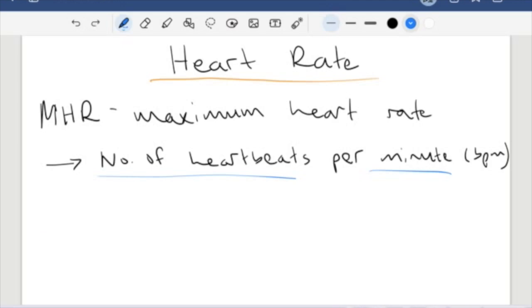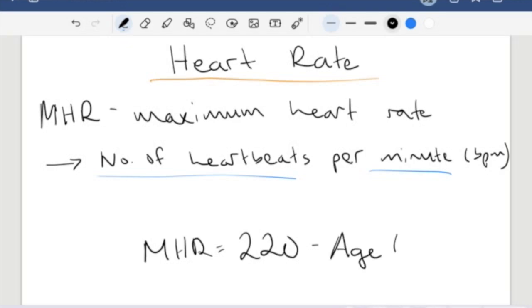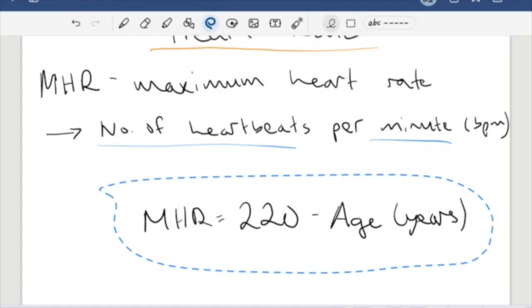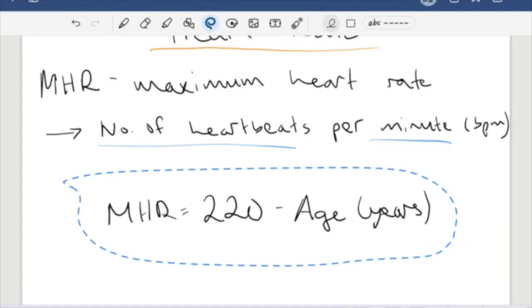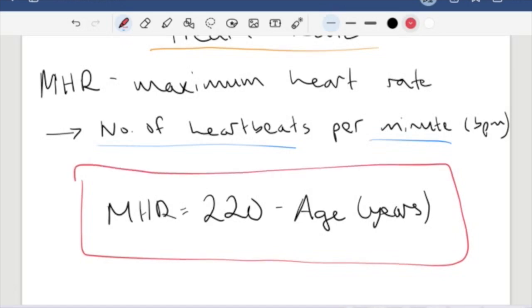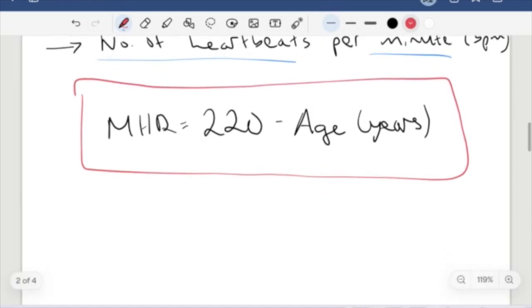Now, there's a formula for calculating the maximum heart rate, and that is that the maximum heart rate equals 220, so the number 220 minus the age of the person in years. That means that when you're exercising, your maximum heart rate is relative to your age, and it won't exceed this particular number that we're going to find. So let's put a box around this. This is going to be our formula for calculating the maximum heart rate. We always take this number 220 and we minus someone's age in years.